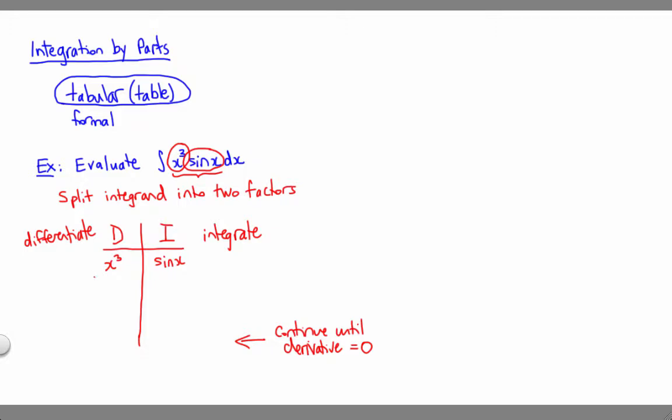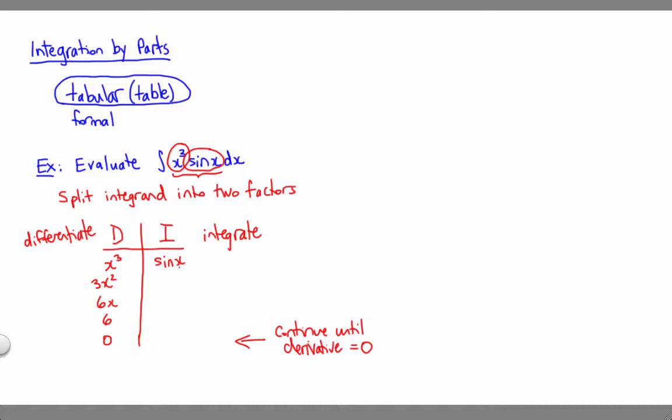Starting with x cubed, our derivatives will be 3x squared, 6x, 6, and then the derivative of 6 is 0. So we've just gone through and successively taken derivatives there.